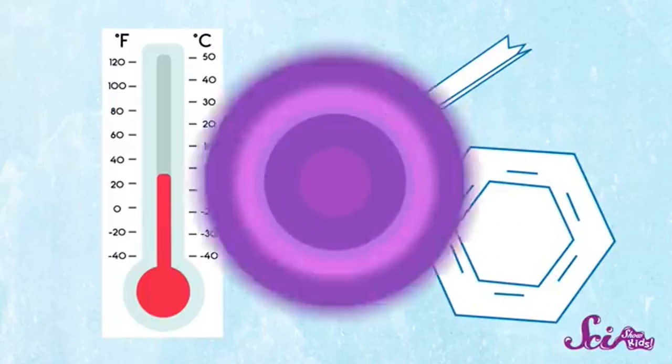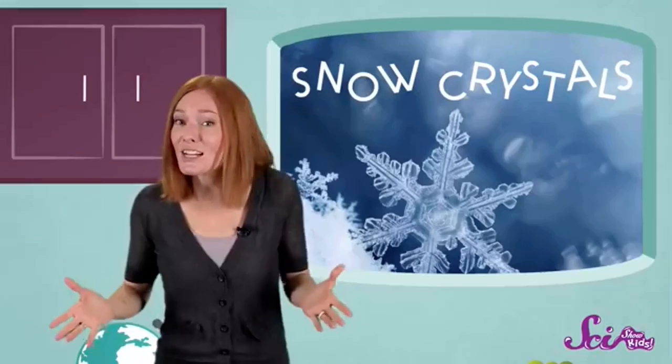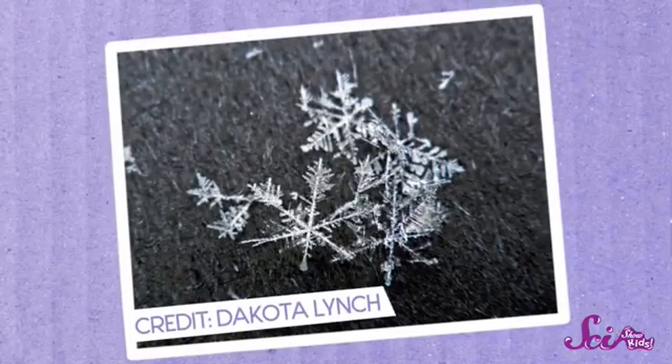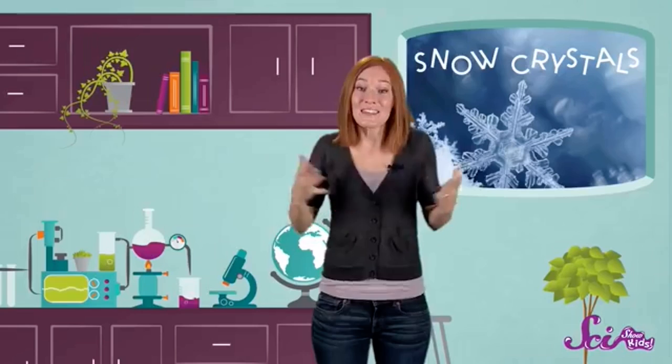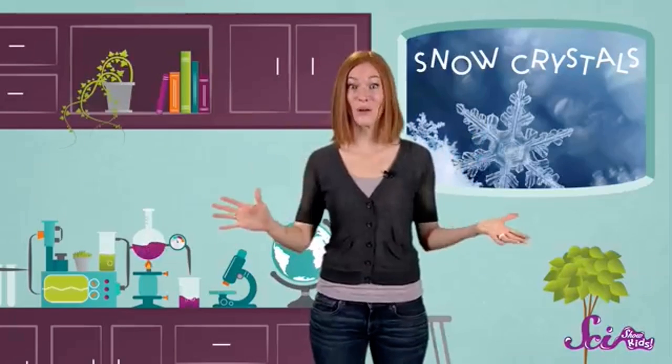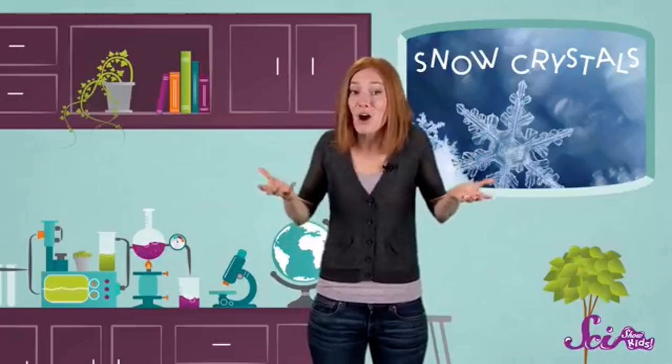Now, you might have heard that no two snowflakes are alike. A lot of them do look really similar to each other, but scientists think that it would be really hard for any two to end up being exactly the same. That's because the conditions in the clouds are always changing, so the flakes that they make are always changing too.